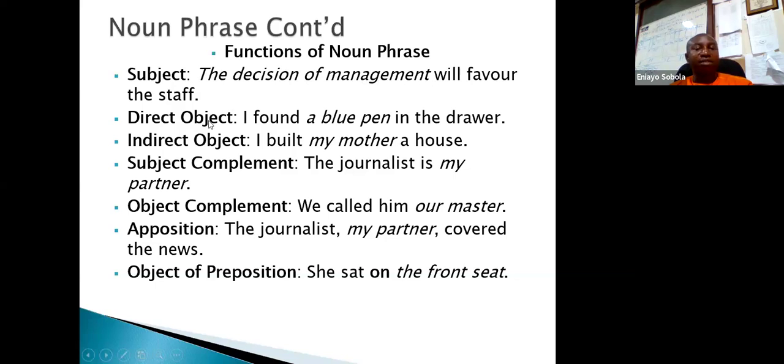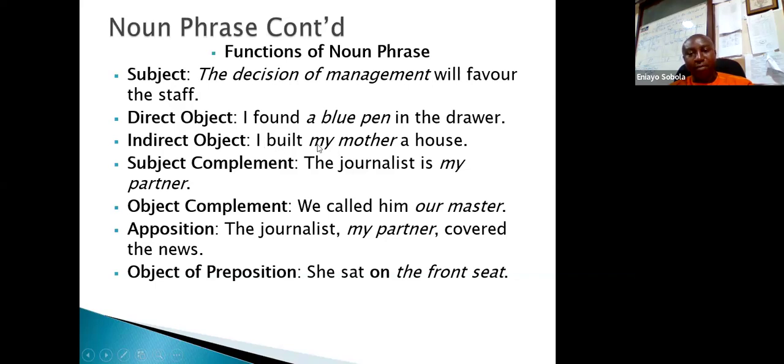Second, a noun phrase can function as a direct object. For example, I found a blue pen in the drawer. What did I find? A blue pen is the direct object of the verb found. Also, indirect objects. An indirect object is an object that benefits from the direct object.